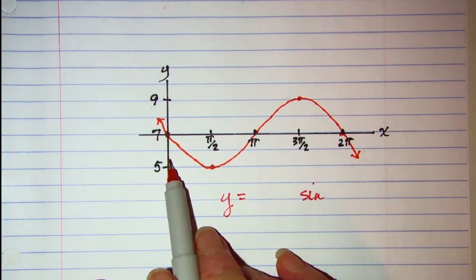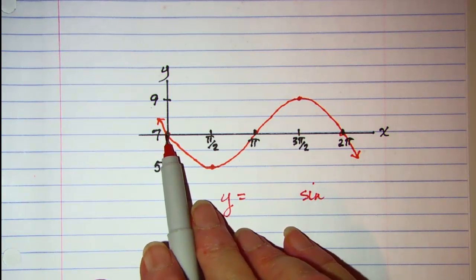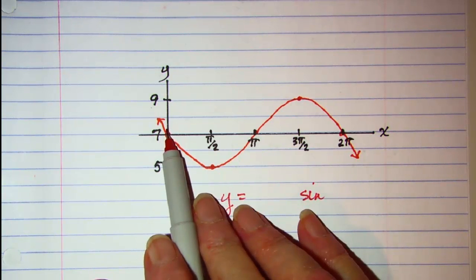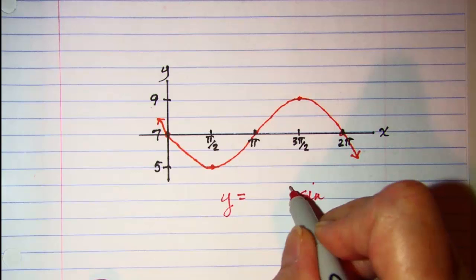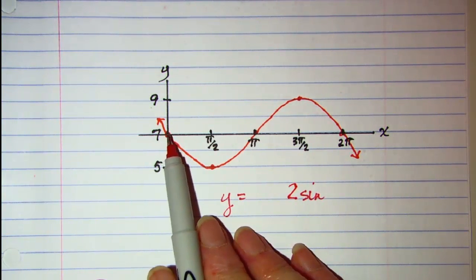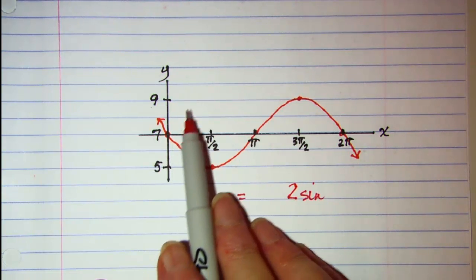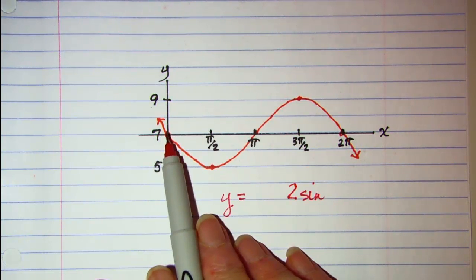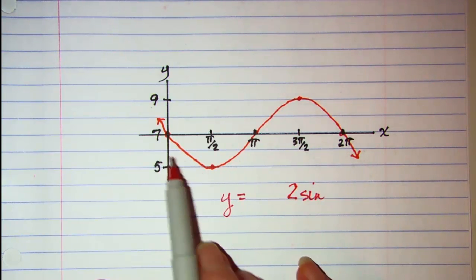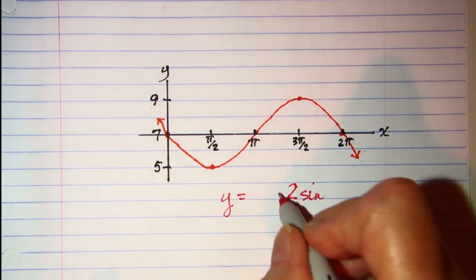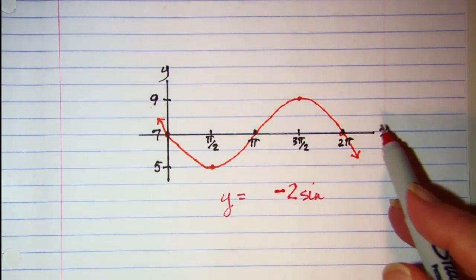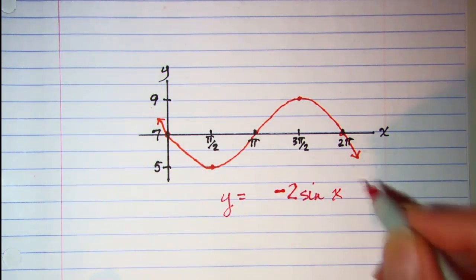Our amplitude is the distance from the center line to the minimum, or the center line to the maximum, which is 2 units. And my basic sine curve usually heads upward from the 0. In this case, since it headed down, I have a negative sine curve. So I need my negative on here. Also, my argument is x, so I can write that.